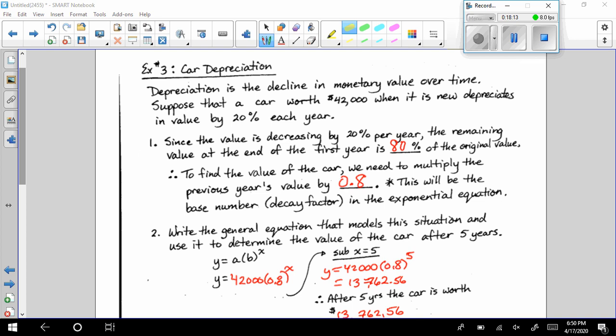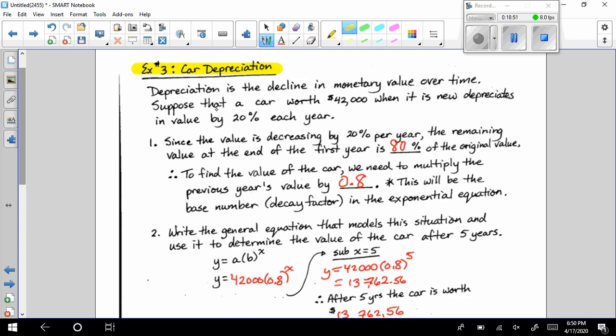Both of the previous examples involved growth, and when there is growth, the base number in the formula is always going to be a number bigger than 1. The base number was 3 in the first example. The base number was 1.02 in the second example. What happens when something is going down or decreasing in value exponentially over time? Well, example 3 deals with that kind of situation. It involves car depreciation, which means the decline in monetary value over time for a vehicle.